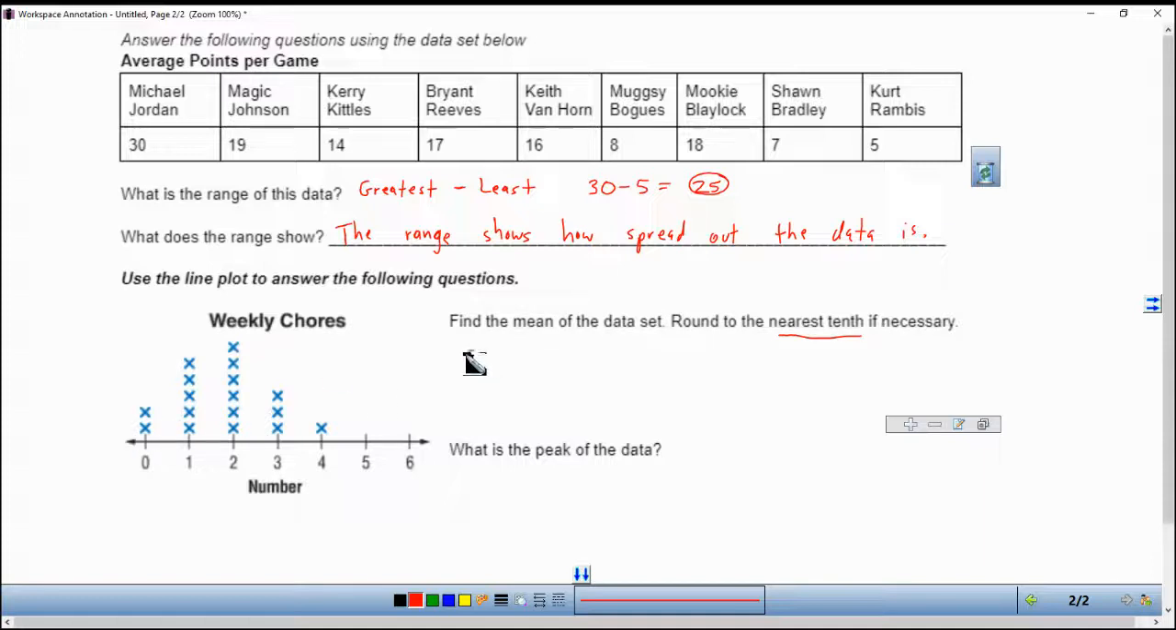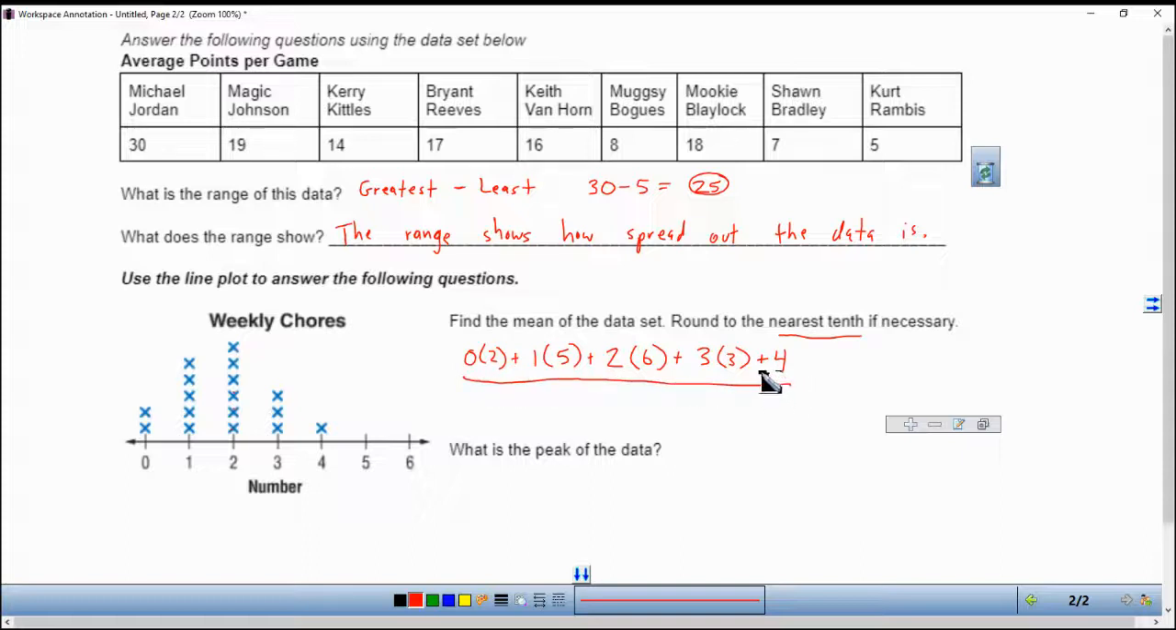We have 2 zeros. It's going to be 0 times 2. Plus, we have 5 ones. It's 1 times 5. Let's see, we have 1, 2, 3, 4, 5, 6 2s, which is the peak of the data. We have 3 3s, so we're going to do 3 times 3. And then we have 1 4. You could write 4 times 1, but I'm just going to write 4 because there's only one of them.